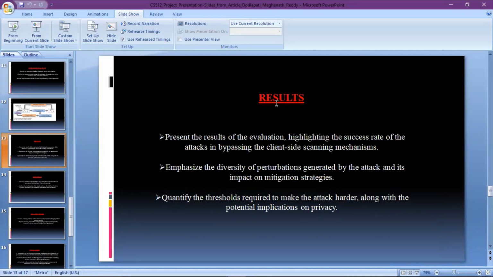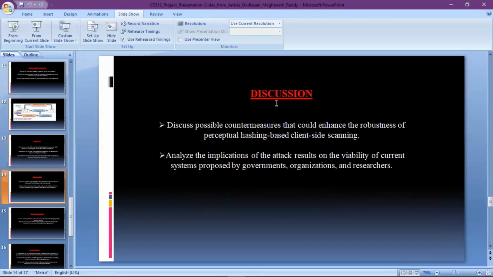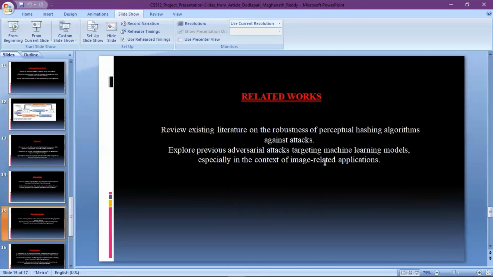Finally, the paper examines what these attack results mean for the usefulness of the system that government organizations and researchers are currently suggesting. The final discussion is possible countermeasures that could enhance the robustness of the perceptual hashing-based client-side scanning, and analyzing the implications of the attack results on the viability of current systems proposed by governments, organizations, and researchers. These are the related works.